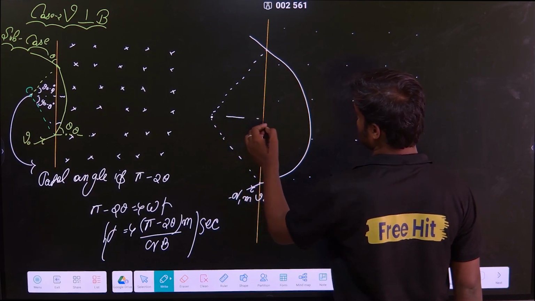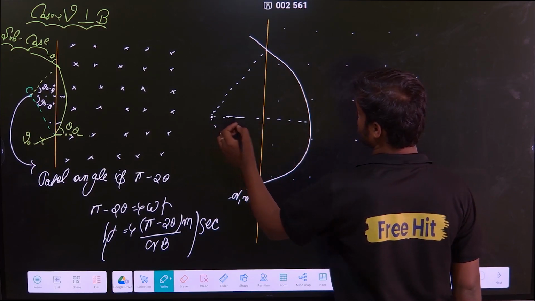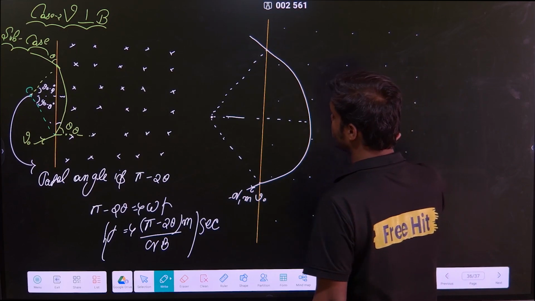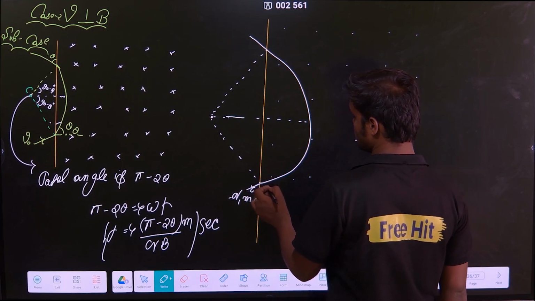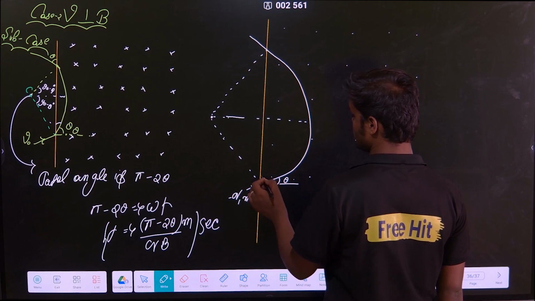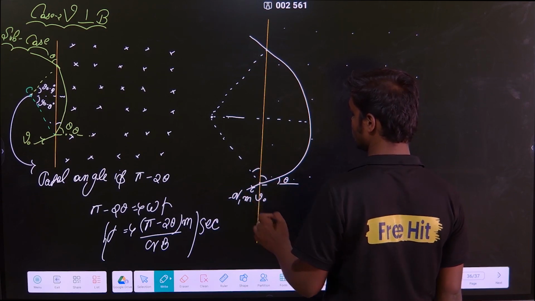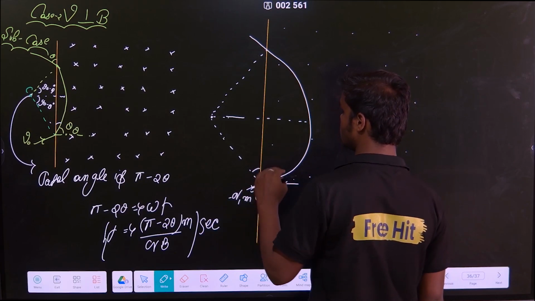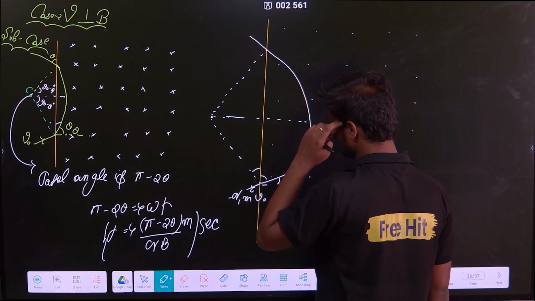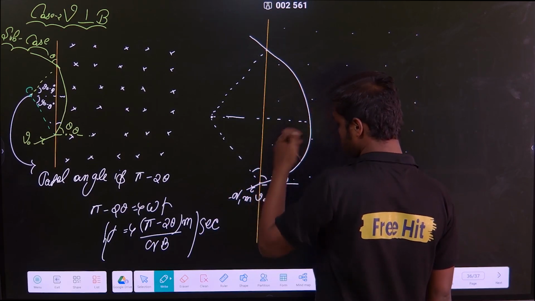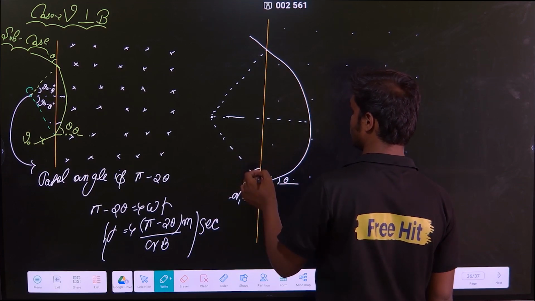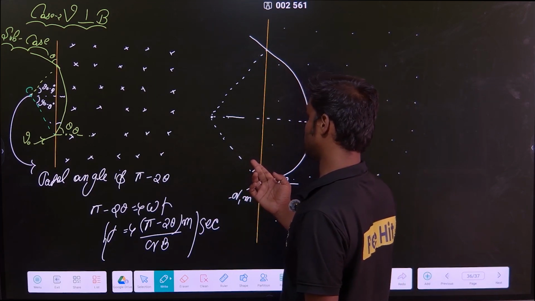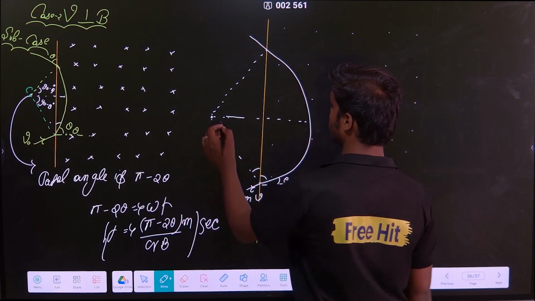Now in this case, if someone asks me to calculate the time period, how will you do the calculation? Simple case. Again, this angle is theta, this angle is 90 minus theta. The total angle is 90 because it is making a tangent. So this is again theta, this is 90 minus theta, then this is theta, that is 90, so 90 minus theta.